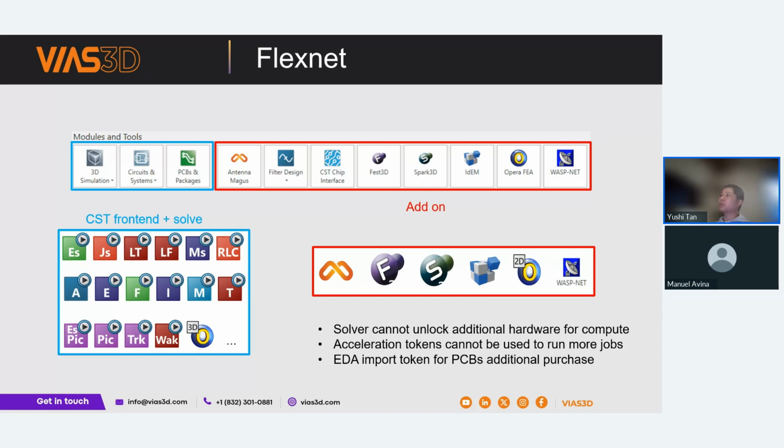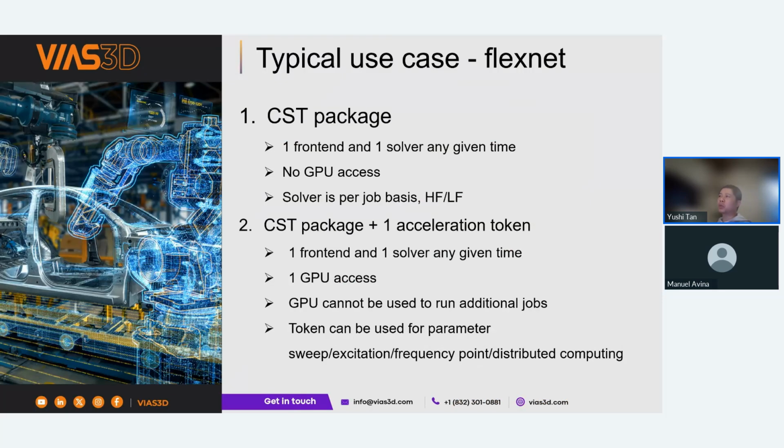Okay, so let's talk about the typical use case when it comes to FlexNet. Like I said, front end and also solver process, right? The front end allows you to model, and with the base traditional package licensing, you do have access to one front end and one solver process at any given time. So the front end and solver process are really decoupled, and let's say you only have one seat of CST, right?